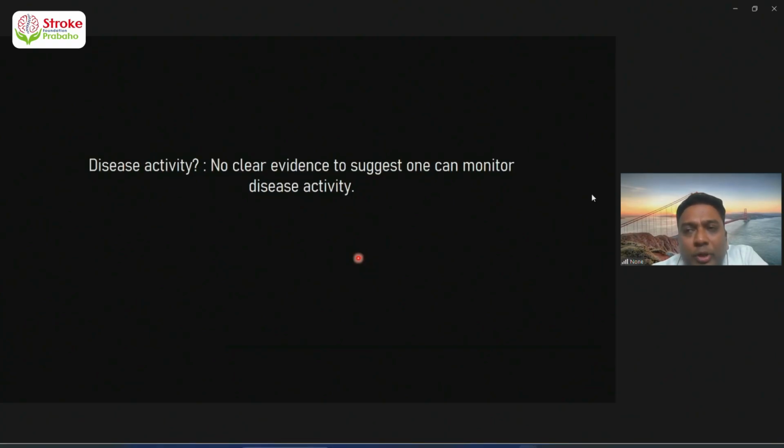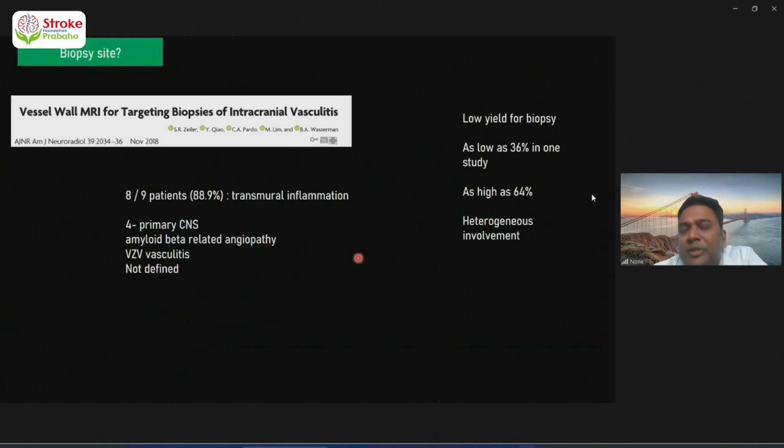There's no point doing vessel wall imaging to look for whether the vasculitis is active or not, because we know that it can persist. Whether it can be used for biopsies, yes, it can be helpful, because usually with brain biopsies the yield is low.